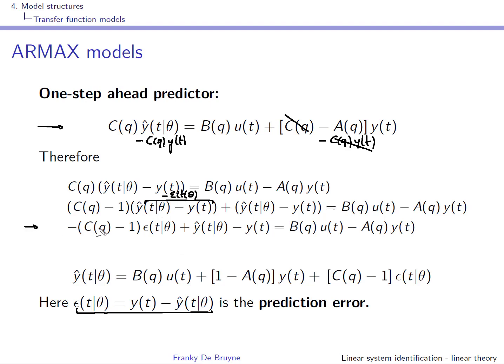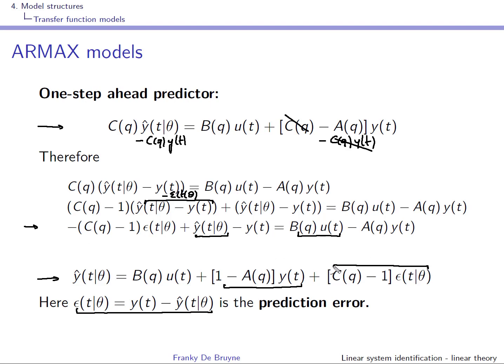Okay, so we can rewrite it as this formula. The minus is over there, so C_q minus 1 times the prediction error plus the one step ahead prediction minus the measurement is equal, well, to the right side of the equation. It hasn't changed. So what you can do now is obtain the expression of the one step ahead predictor, right? And this is the formula that we get. So we have this one over here. The y we can put on the other side, so this explains this term over here, right? And we can take the other one to the other side as well.